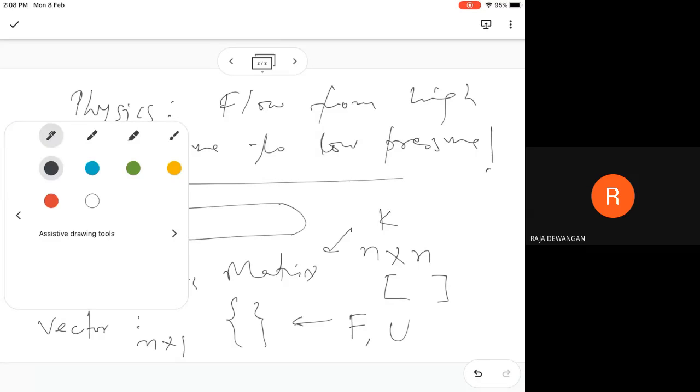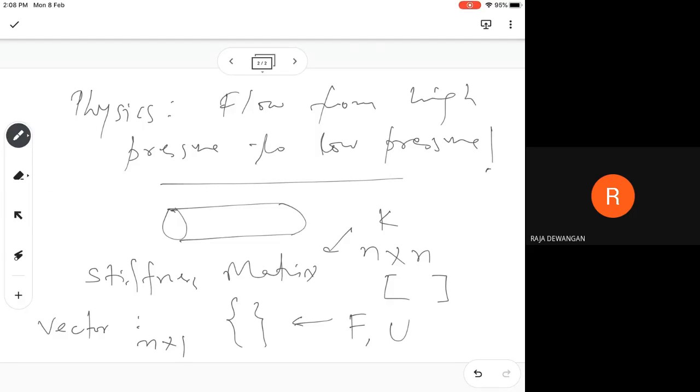Sir, next question. If we are analyzing a 1D problem, there should be nothing in the other direction. But when we take the cross-sectional area, we consider a second direction, that is normal to the plane. So how can we say that it is a 1D problem, sir?